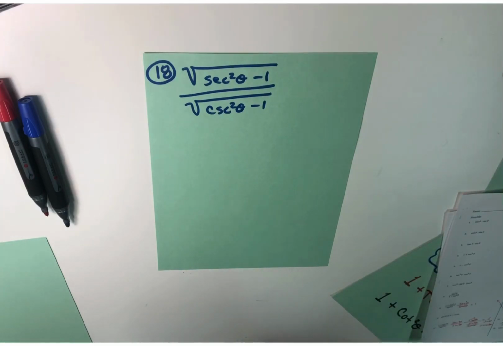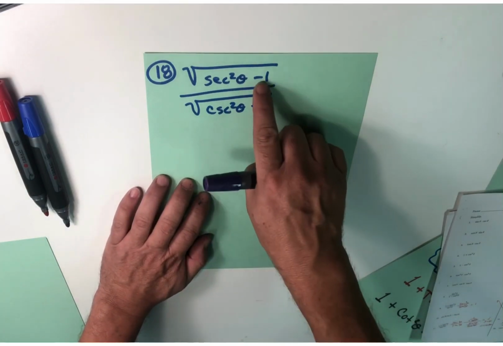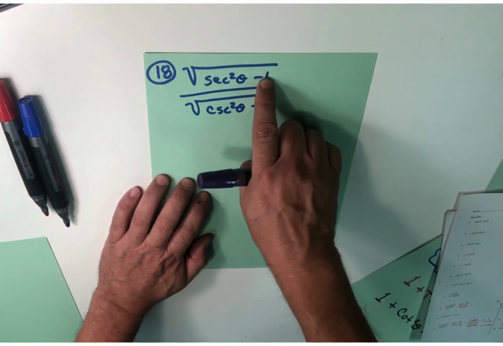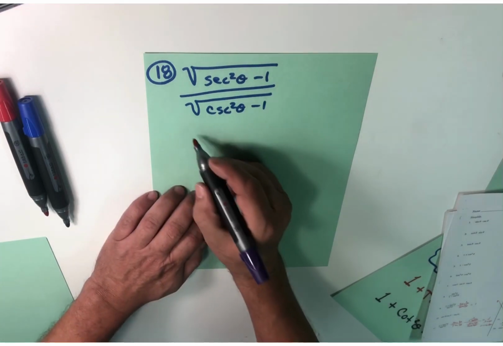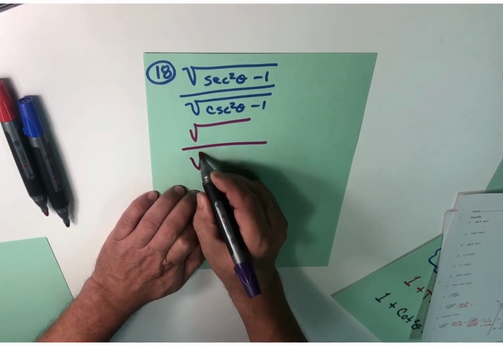Okay, moving right along to number 18. I have 2 square roots. And some of you may think, well, they're all squared, so let me get them out of the square roots. But of course, that's not possible because of the minus. In other words, this -1 is married to the secant square theta, so they can't get out of the little house's square root, right? So therefore, let me use my identities and change both of these.